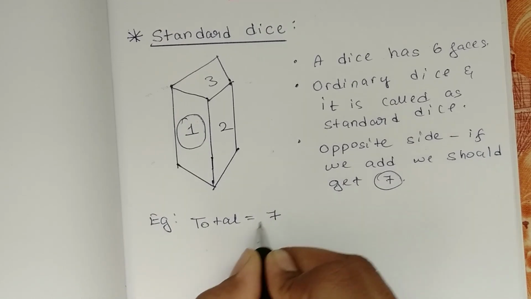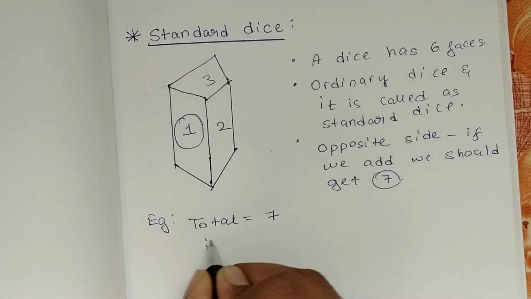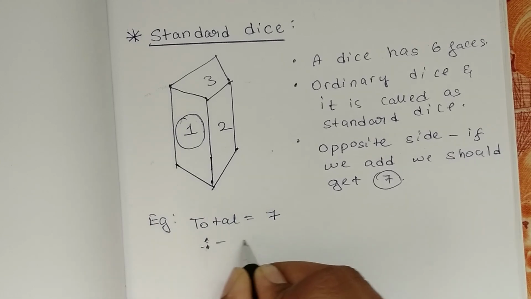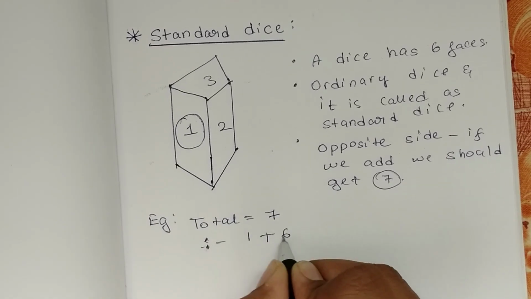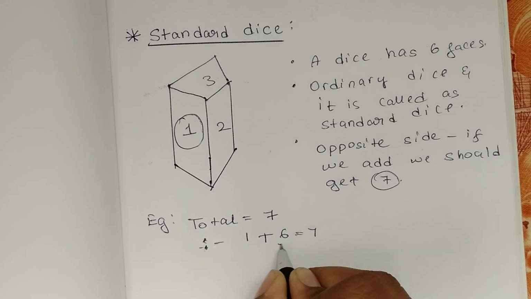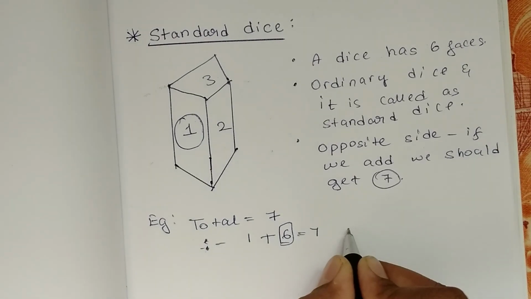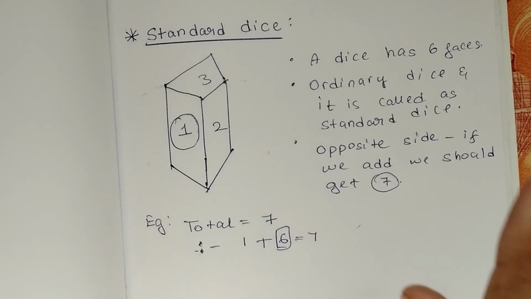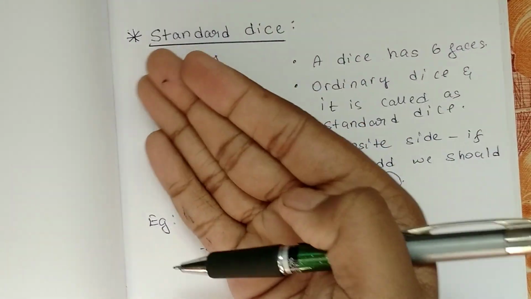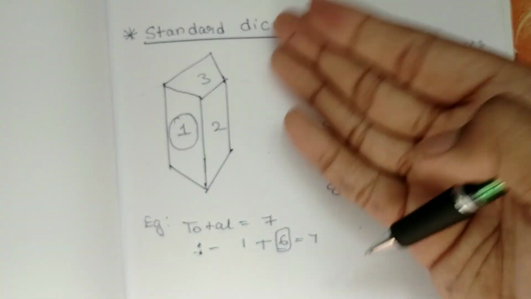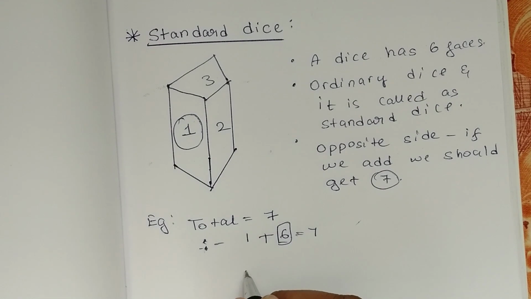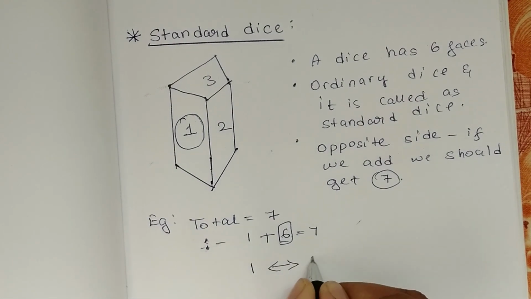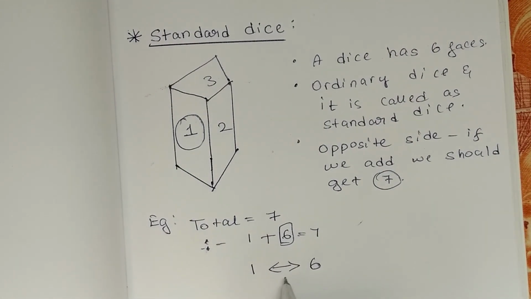Total we have to get as 7, and we have 1 here. So 1 plus 6 equals 7. So the answer will be 6. Why? Because 1 plus 6 is 7. So if we add, we should get 7. So opposite to 1, this is the left side, meaning back side, should be 6. So 1 will be opposite to 6. In this chapter I am going to show this as an opposite sign.